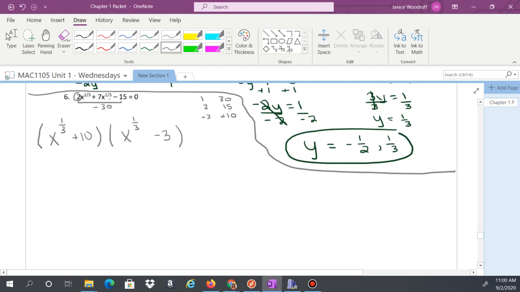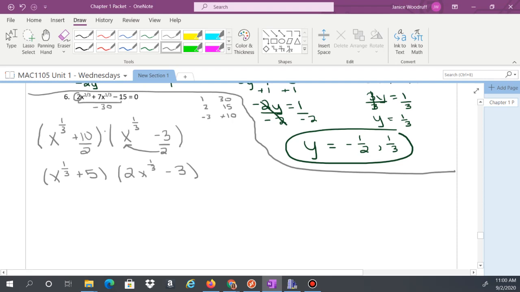So then I'm going to take the 2, put it underneath my factors, and then simplify. Okay, so 10 over 2 is going to give me 5. So it's going to be x to the 1/3 plus 5. This isn't going to simplify, so the 2 is going to come to the front here. So 2x to the 1/3 minus 3. So those are my factors. Everything is the same except you just have that 1/3 there.